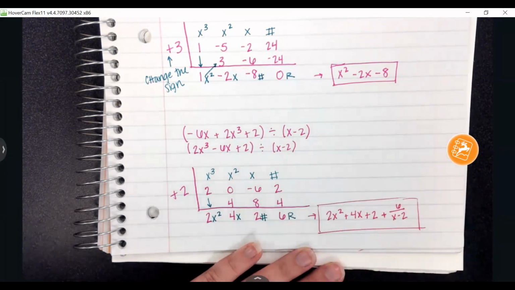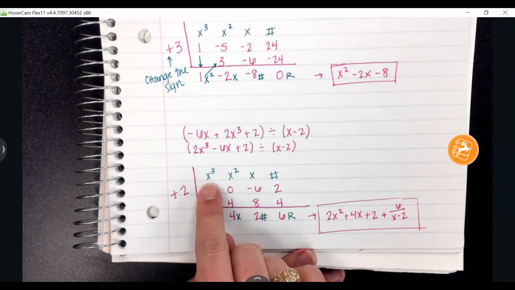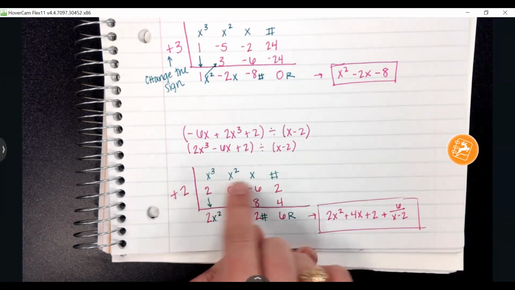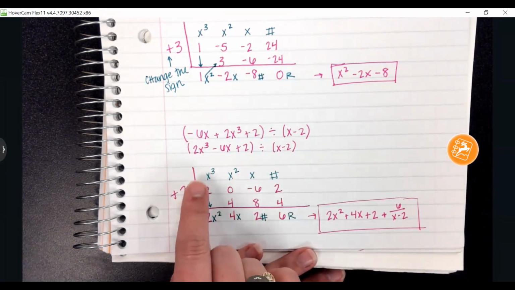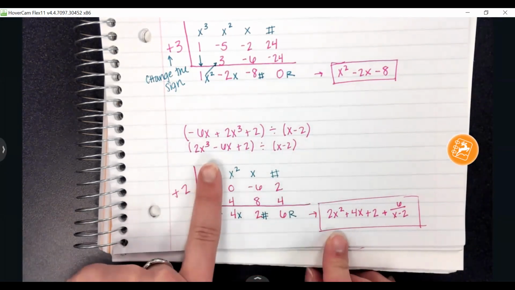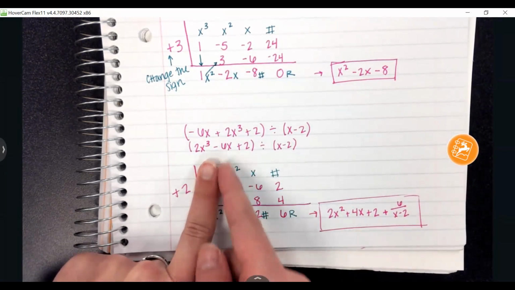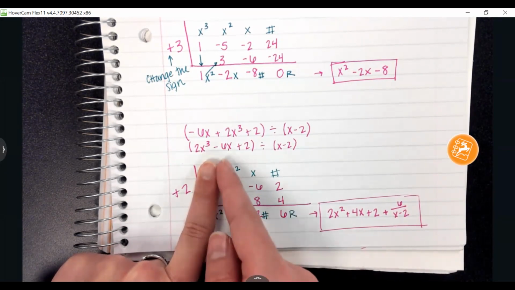Now, will every problem start with x cubed? No, okay? You only have to put in your box whatever your biggest exponent is. So if it starts at x squared, then your box would go right here. Okay, does that make sense to us?